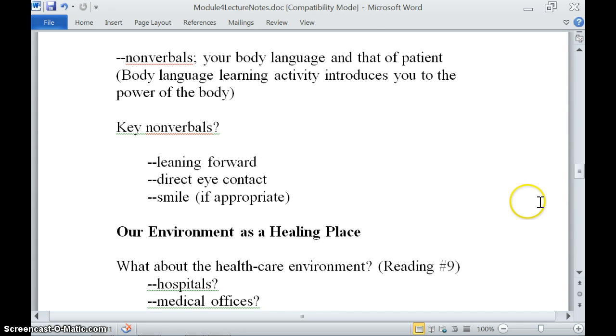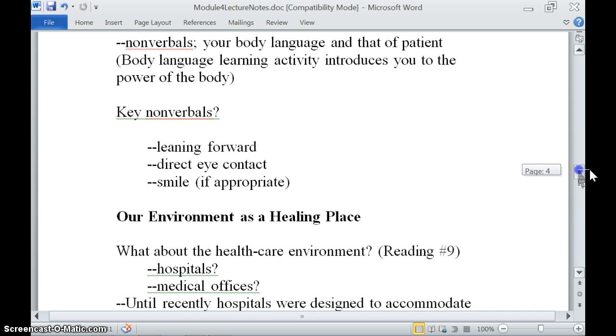Some very quick, very basic things. I'm not necessarily the expert on body language, but some key nonverbals are leaning forward. When someone leans forward, that typically means they're getting interested or excited in something, and you need to pay attention to that, because many times that's what we're after with people: what gets you going, what gives you energy, what gets you excited. It's a very important part of both performance and the healing process. Making eye contact with individuals, and certainly smiling.